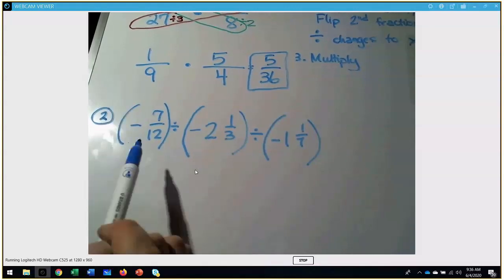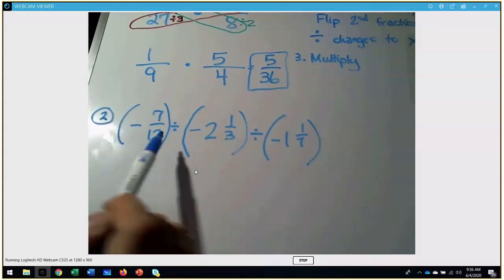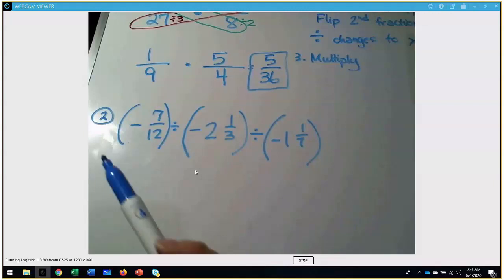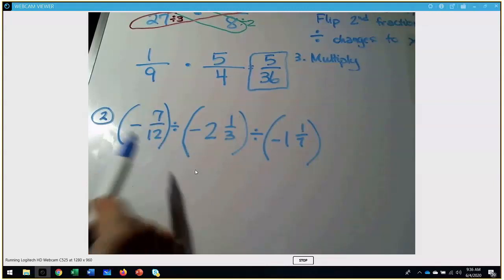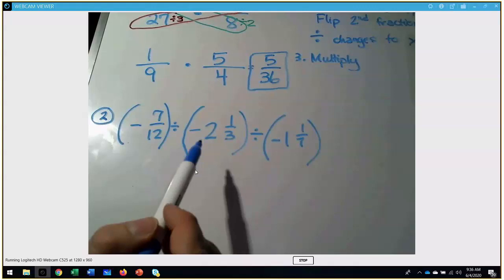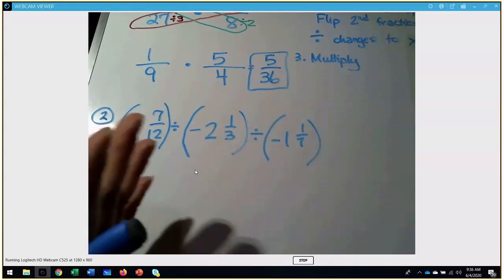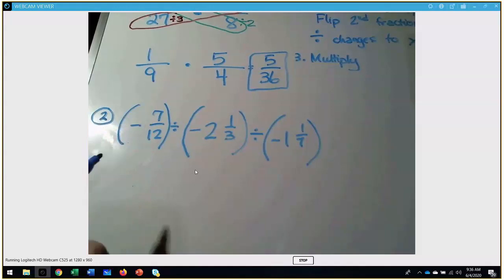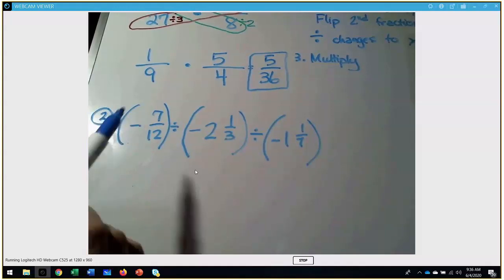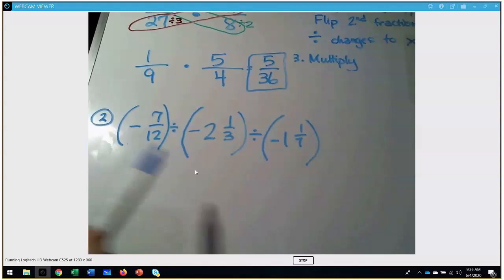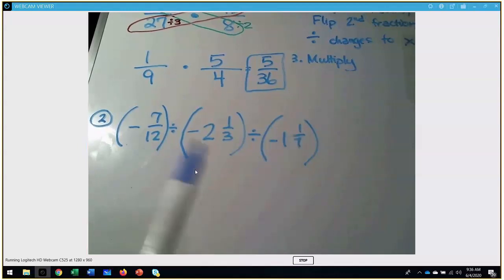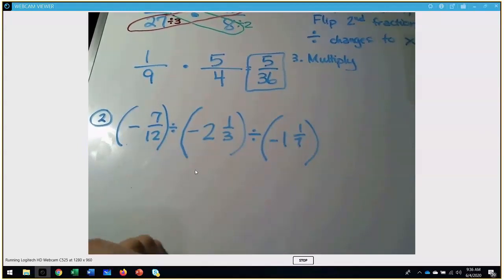First of all, when I look at this, this looks like a mess. I've got a negative divided by a negative divided by a negative, another negative. I've got fractions. I'm dividing. There's going to be a lot going on here. So here's what I want to do first. I want to pick this apart piece by piece and eat this bite by bite instead of trying to eat the entire hamburger all in one thing.